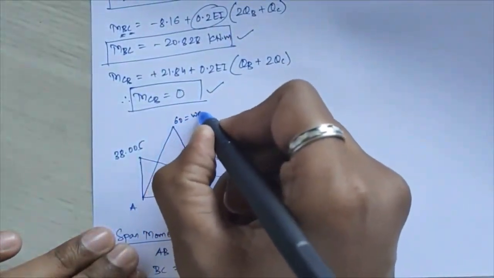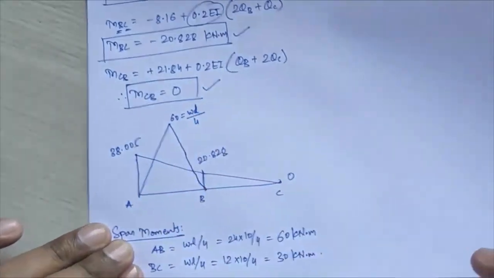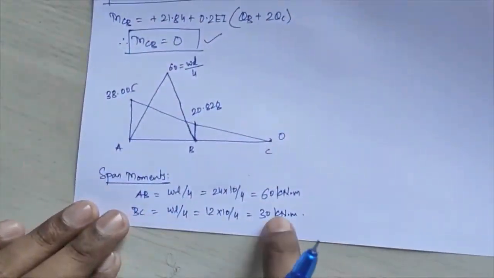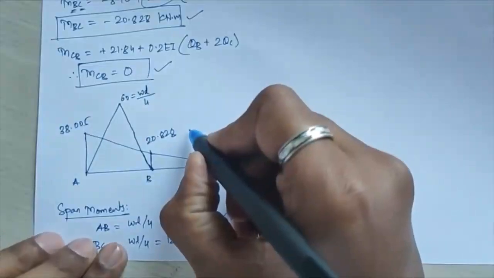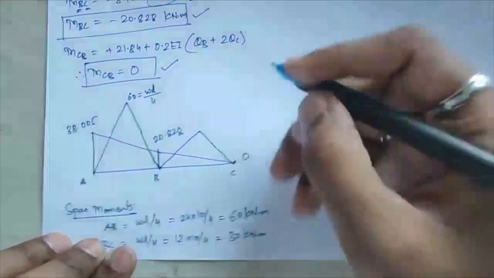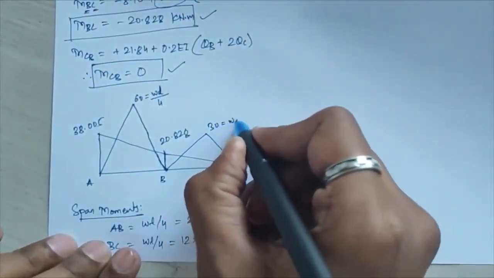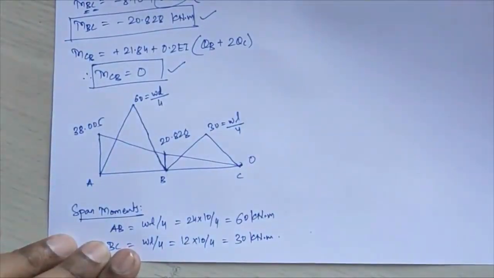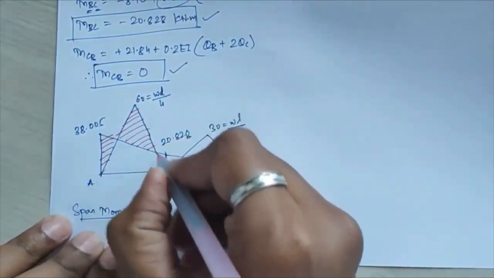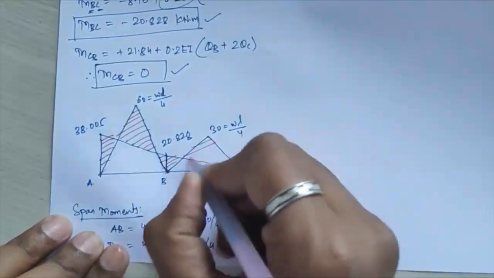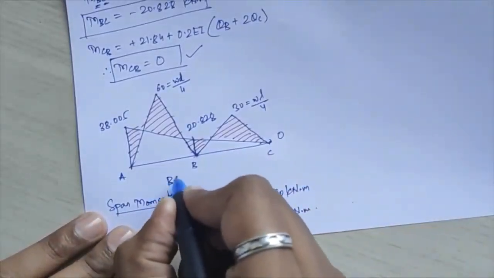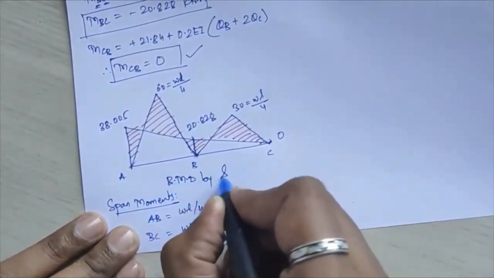60 is equal to WL by 4, or you can calculate this by WAB upon L also, and from that you will also get the correct value. And for BC I get 30, which will also follow a triangular path, lower than the 38 value, somewhere here. 30 is again WL by 4. Just what you have to do is shade this superimposed part over here. This gives me the BMD by superposition.